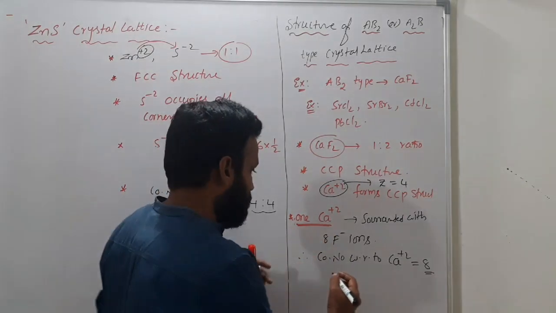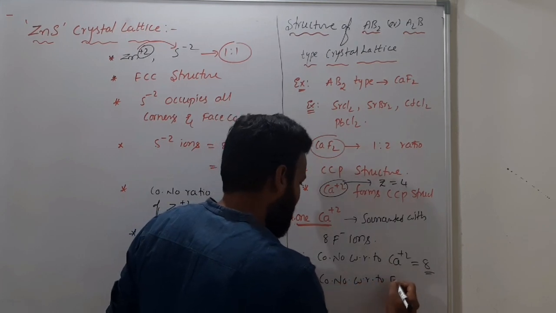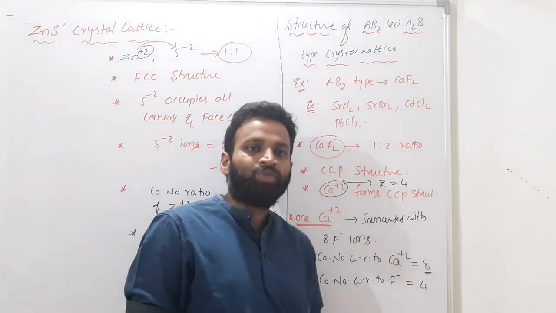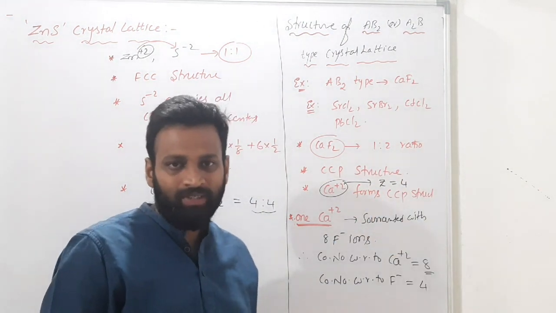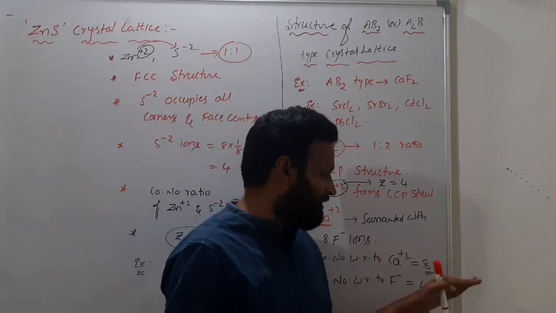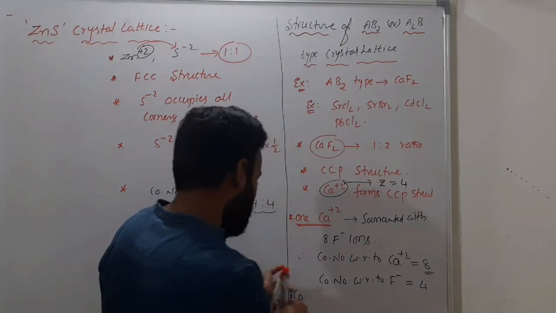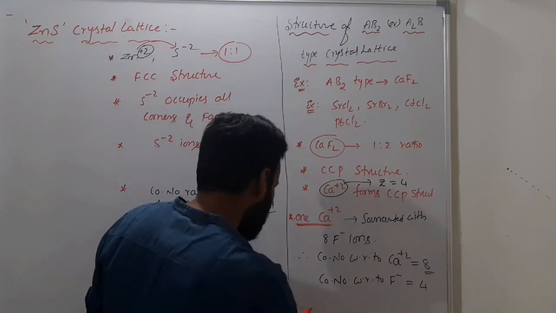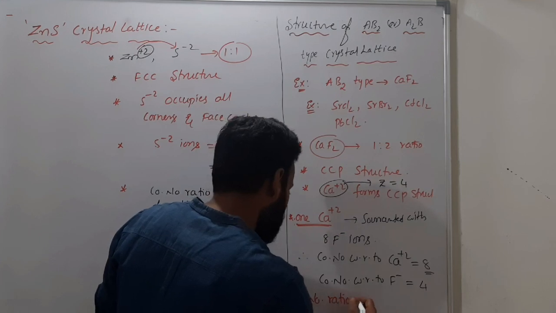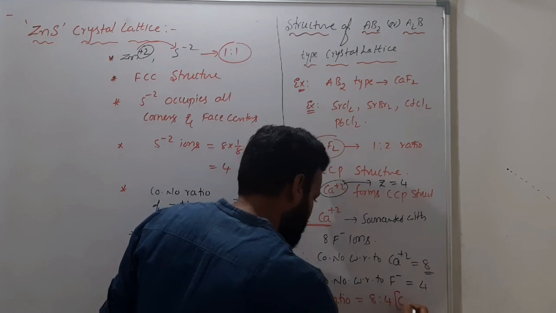Okay, but the reverse, see, the coordination number with respect to F minus is 4, because 2 F minus are sharing 1 calcium 2 plus. So this will be half, or not, tell me? So coordination number with respect to F minus is 4. So what is the coordination number ratio finally?